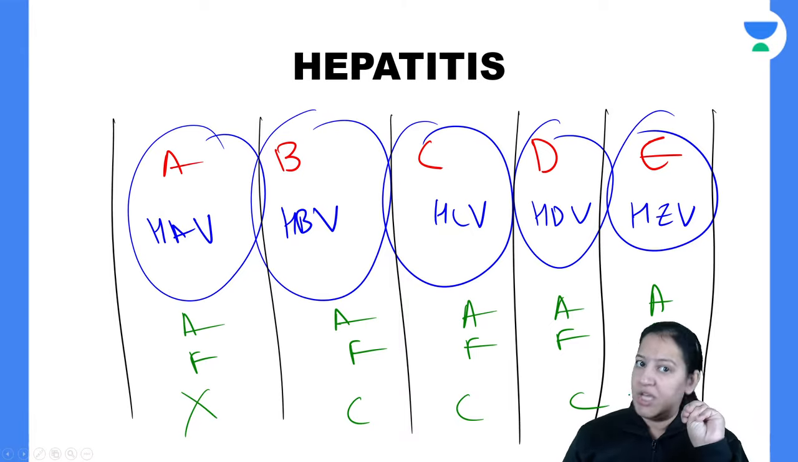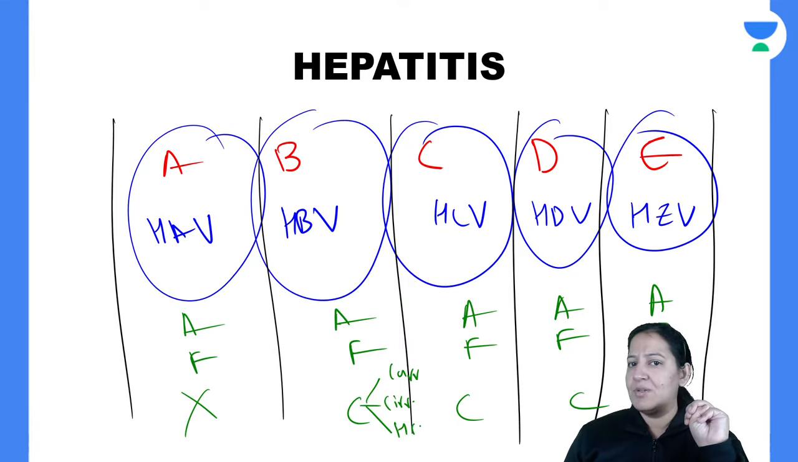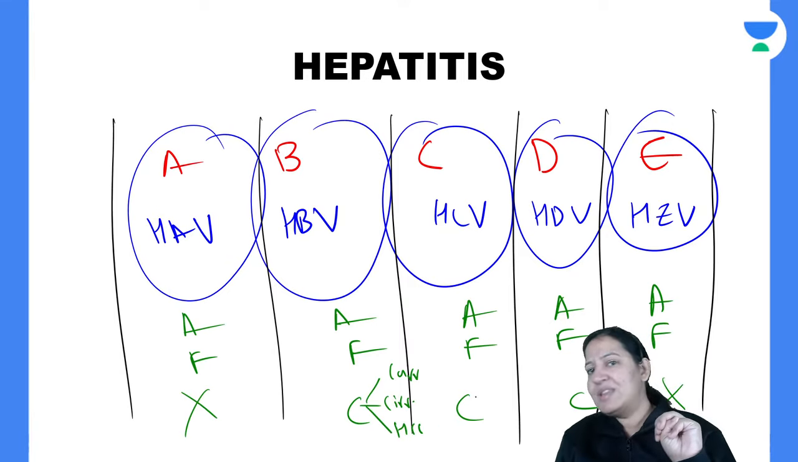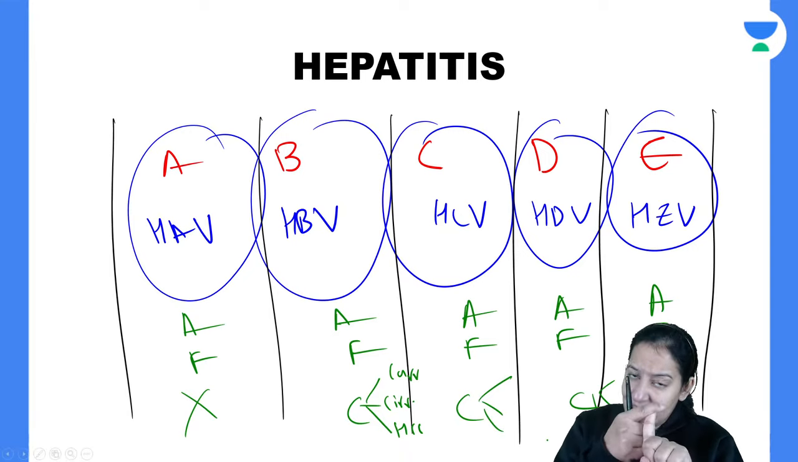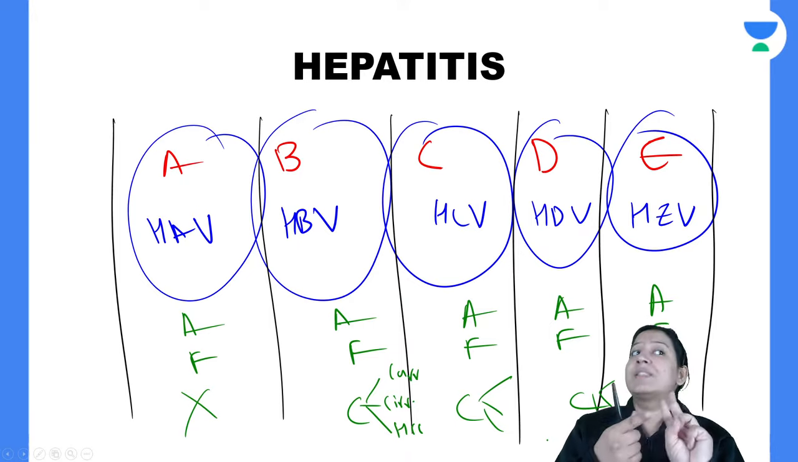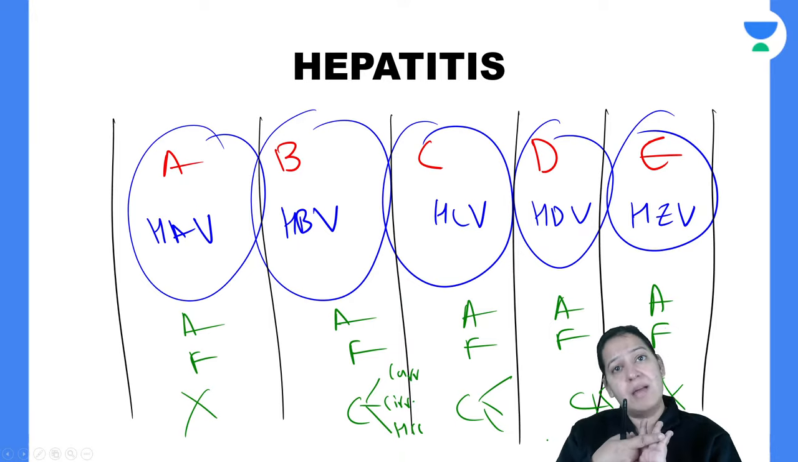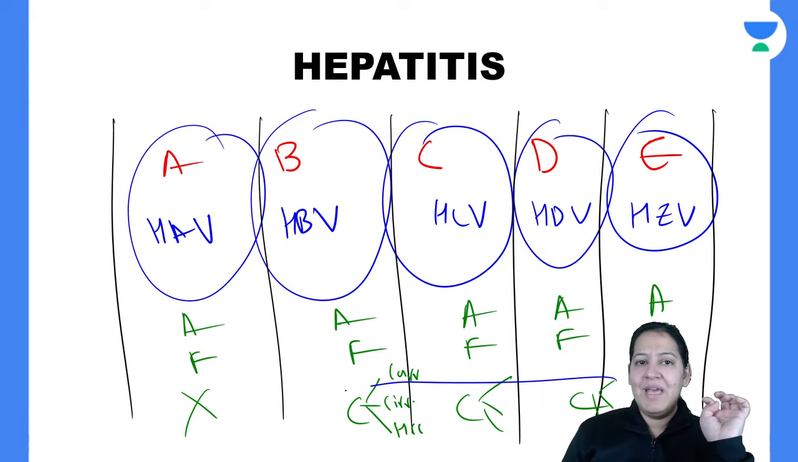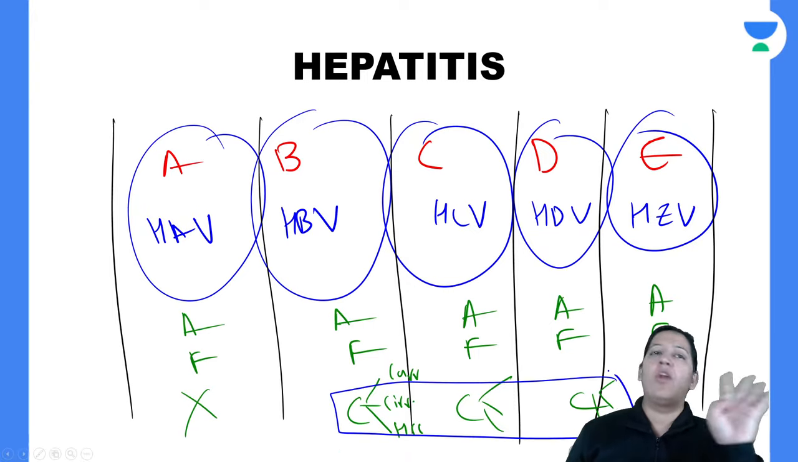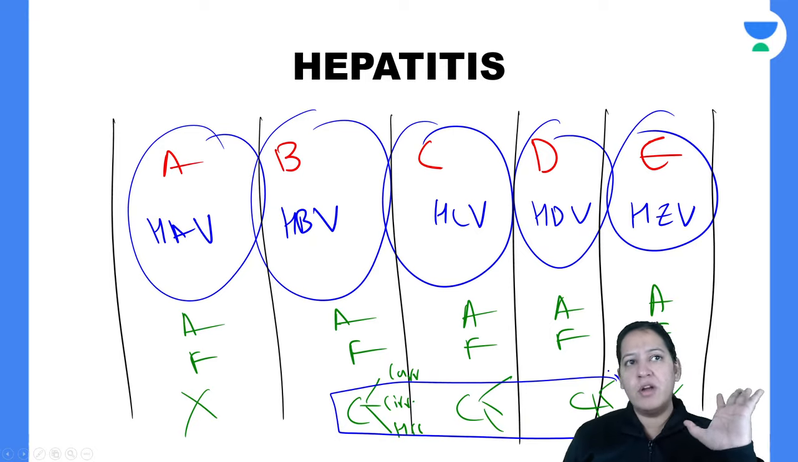Chronicity leads to three things. What are the three things? Chronicity can lead to carrier state. Chronicity can lead to cirrhosis. And chronicity can lead to hepatocellular carcinoma. So these three things are also occurring in B, C, D, not A and E. So you can say chronic state, carrier state, cirrhosis and hepatocellular carcinoma, these all four things occur in B, C and D, not in A, not in E. That is my first point to explain to you. Have you got it?